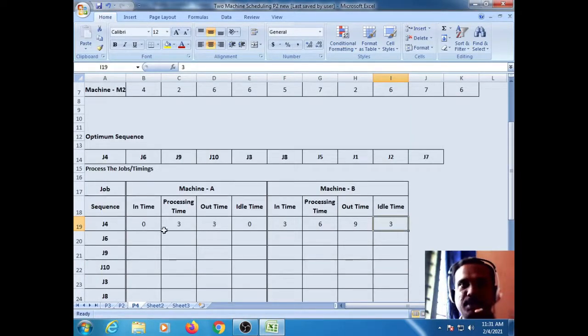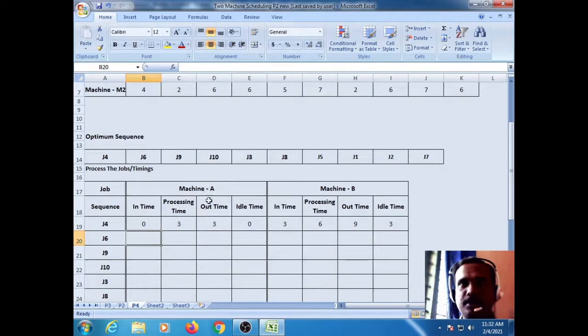Right. Then coming to the next job: after completing the processing of the present job, we will go to the next job. So in the job sequence we have job 6. With the help of job 6 we can process the next job. So what is the in time here? Which out time will become the in time here? Machine A out time or machine B out time will become the in time here. That we have to identify.